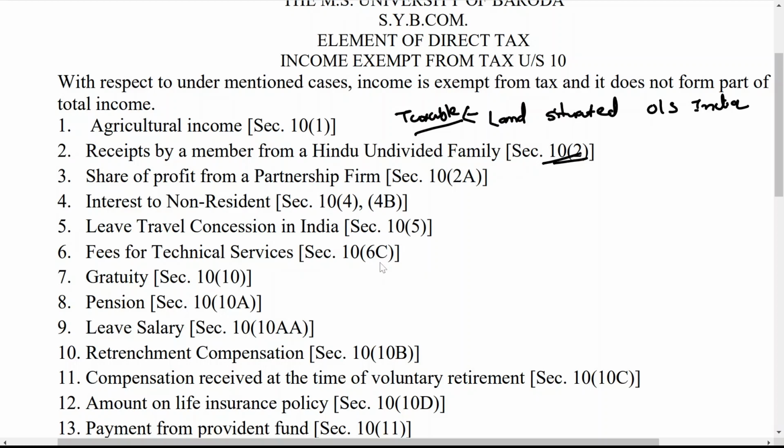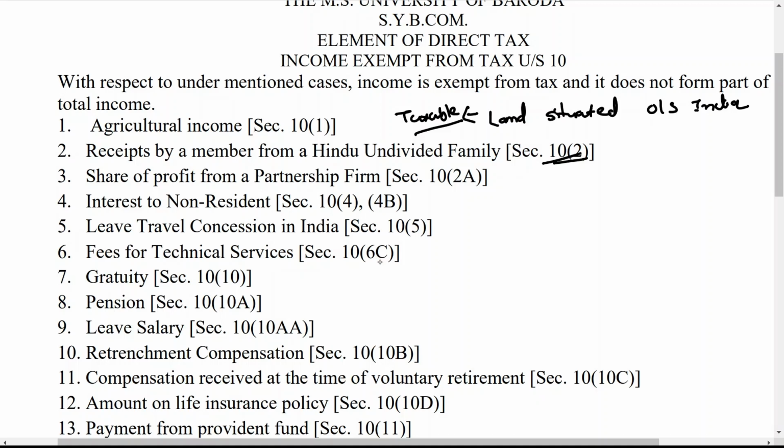Now, leave travel concession in India, fees for technical services, gratuity, pension, leave salary, retrenchment compensation, compensation received at the time of voluntary retirement, amount on life insurance policy, payment from provident fund. These are points that we will cover in salary, so that is why we will not cover them here. I will just give a brief idea about them.